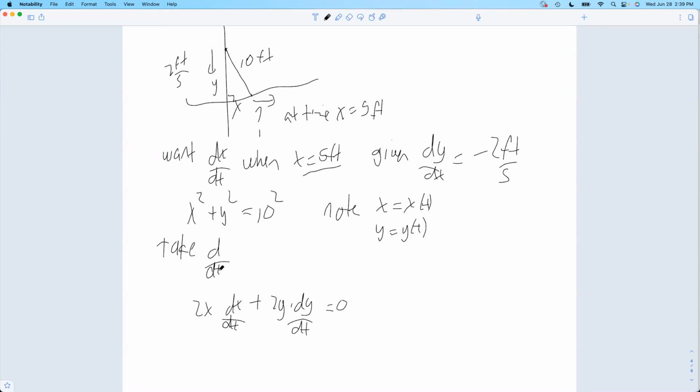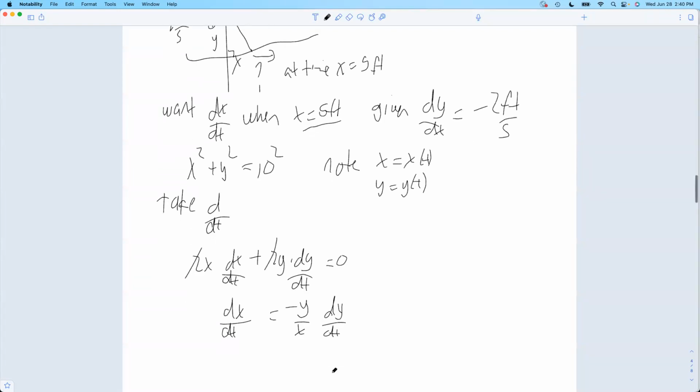So I could do a little cleanup here. I could divide everybody by 2 and move this to the other side. I could say dx/dt will be negative y over x times dy/dt. Check my algebra there. I move this to the other side, I got y. Those have to move together. And then I divided both sides by x to get this guy by itself. And this is who I'm after, that's what I want when x equals 5.